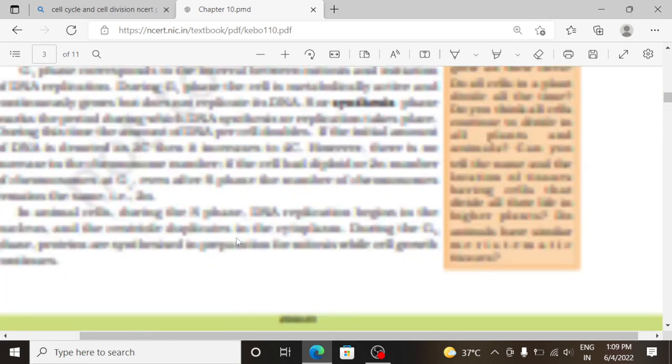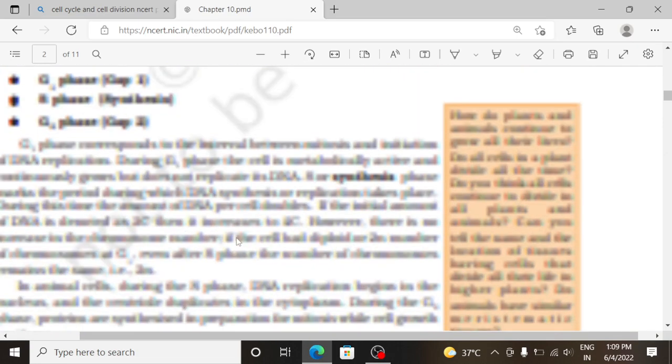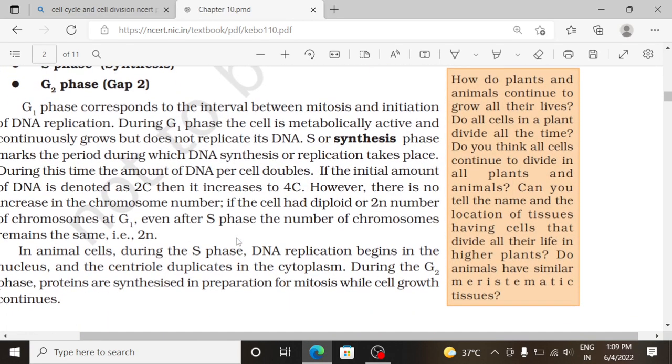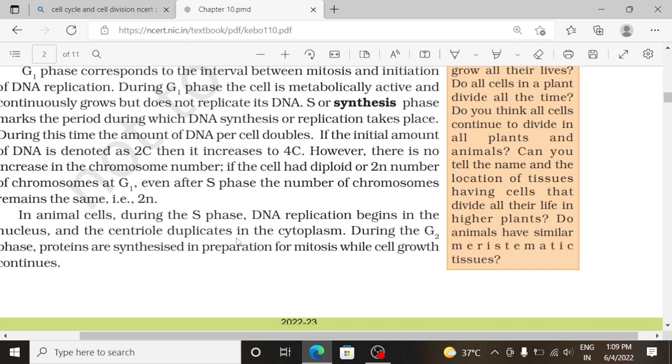Then here in the box they have asked how do plants and animals continue to grow all their lives? Do all cells in a plant divide all the time? Do you think all cells continue to divide in all plants and animals? Can you tell the name and the location of tissues having cells that divide all their life in the higher plants? Do animals have similar meristematic tissues?